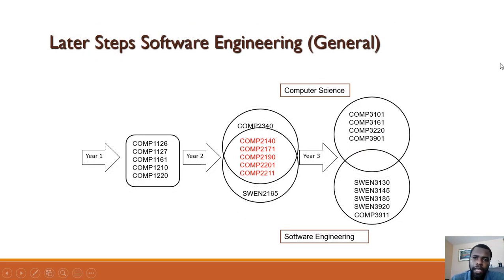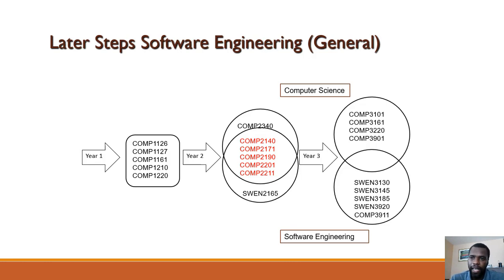If, on the other hand, your major is software engineering general, then at the second year, you take Comp 2140, Comp 2171, Comp 2190, Comp 2201, Comp 2211, and SWEN 2165. And then at the third year, we expect you to take SWEN 3130, SWEN 3145, SWEN 3185, SWEN 3920, and Comp 3911. You can also take the SWEN 3120 course in third year as well.